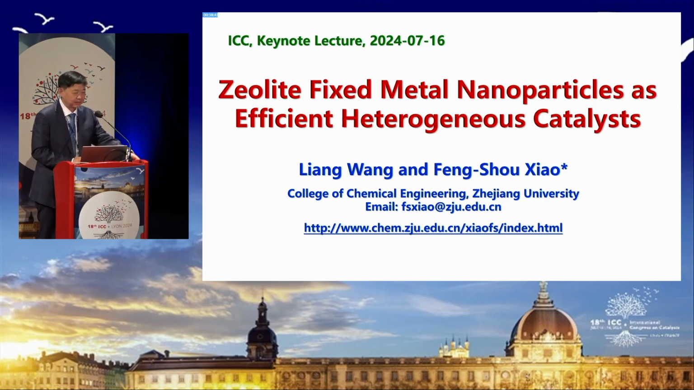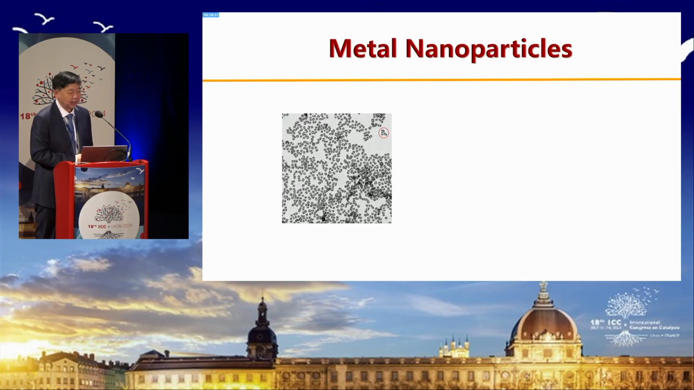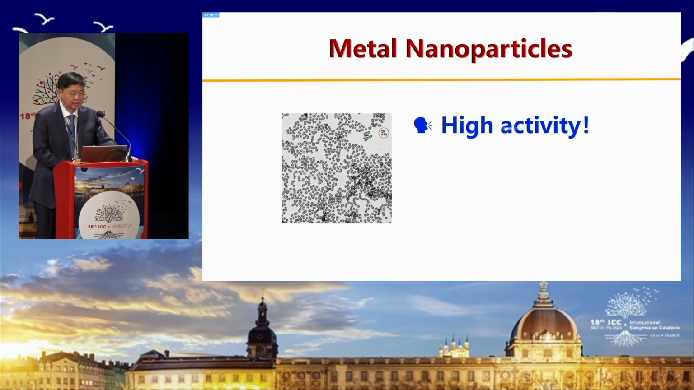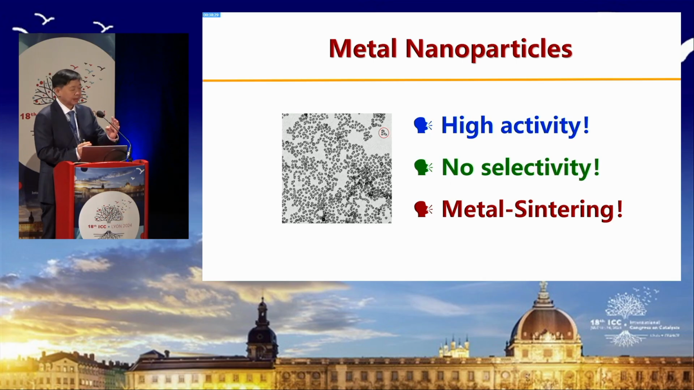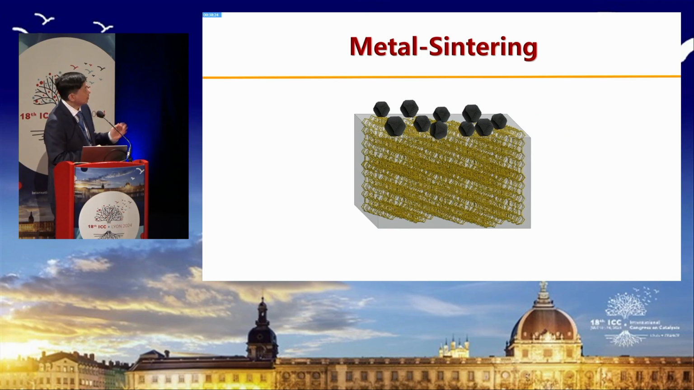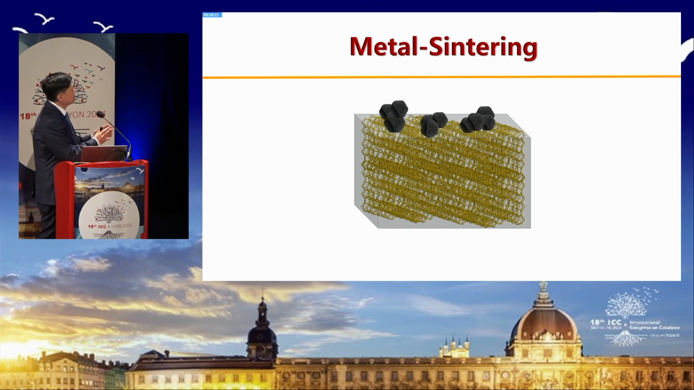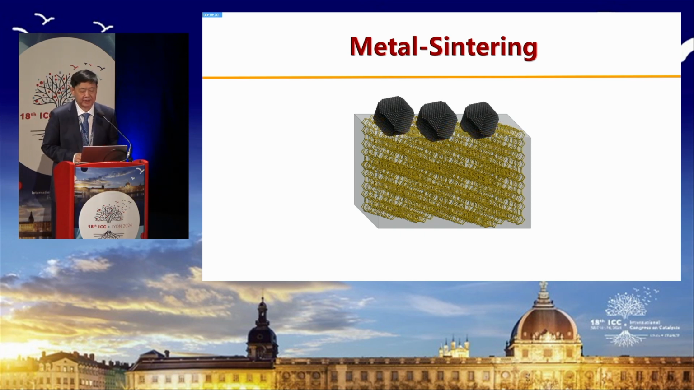So today I'll give a talk, zeolite-fixed metal nanoparticles as efficient heterogeneous catalysts. You know, metal nanoparticles always show very high activity, but no selectivity. Also, metal nanoparticles are easy to sinter. Metal sintering means the small crystal becomes a large one.